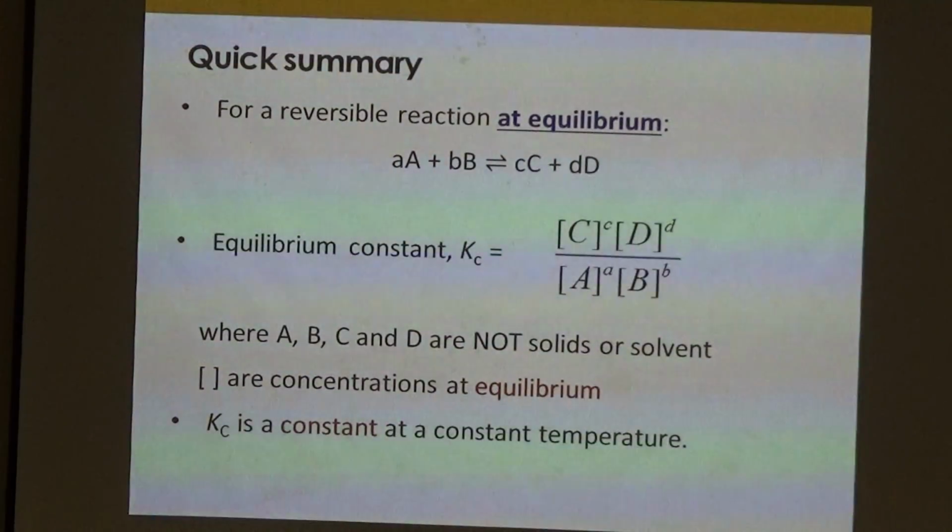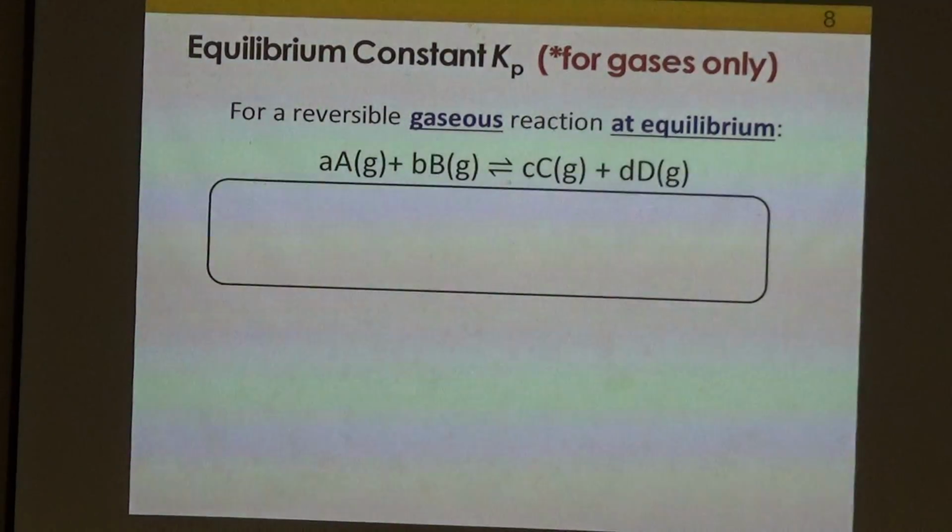So, quick summary. That's how you express the equilibrium constant. A, B, C, and D should not be solids or solvents. Kc is a constant at constant temperature. Now we go on to something called the Kp. This applies for gases only. So, it is similar to Kc.